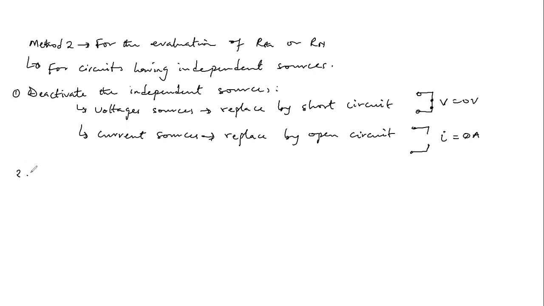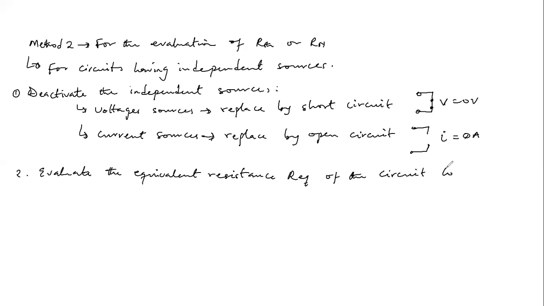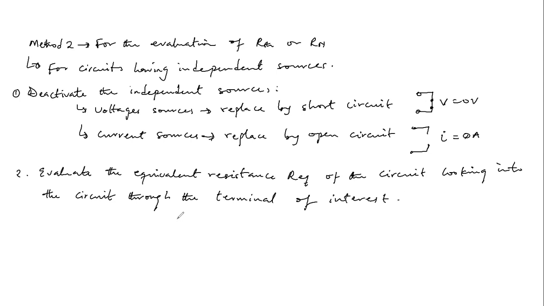Then afterwards, we evaluate the equivalent resistance of the circuit, looking into the circuit through the terminal of interest. Such that the equivalent resistance therefore becomes the same as the Thevenin resistance and the Norton resistance.